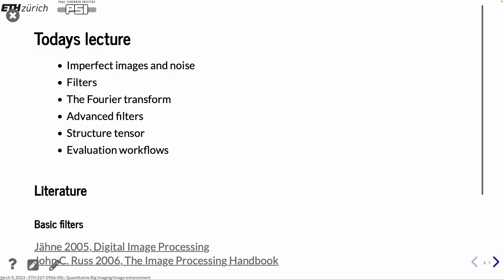So, we have images, and unfortunately, they are not perfect. There are some kind of distortions, there can be noise, and to handle that, we use different kinds of filters. We're going to look at the Fourier transform, some more advanced filters, the structure tensor, and in the end, also some evaluation about how good is your filtering performance and what do you actually do with using your filter.